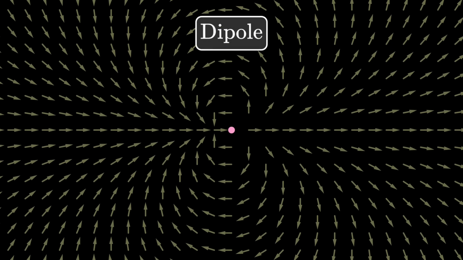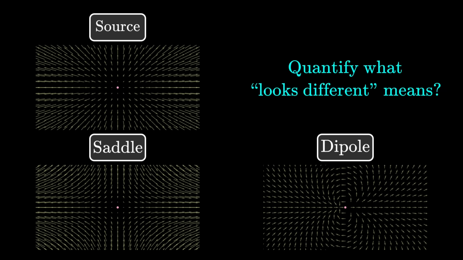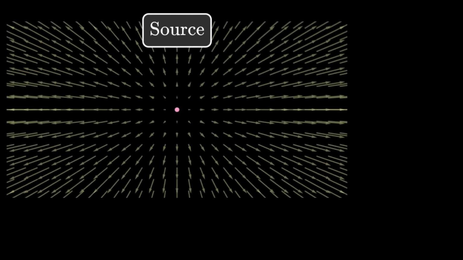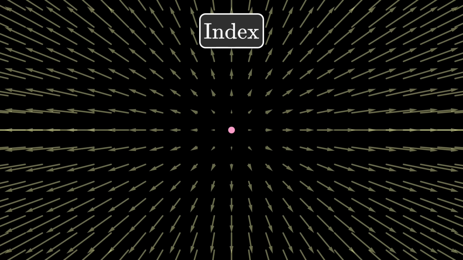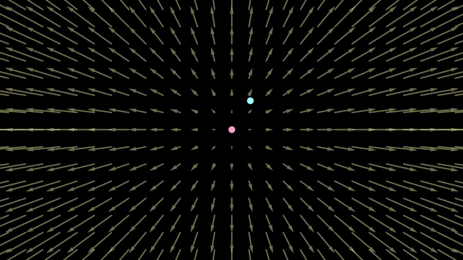In these examples, the zeros look different from each other, but can we be more precise than saying they look different? Well, the answer lies in something called the index. The idea is to encircle the zero and look at how the vector field changes around it, starting from some random point around the zero. The vector field at this location points towards the top right and makes an angle with the positive x direction. Let's call this angle alpha.